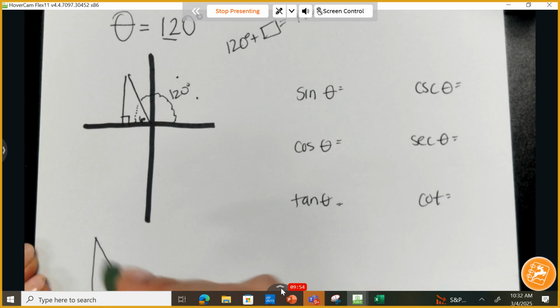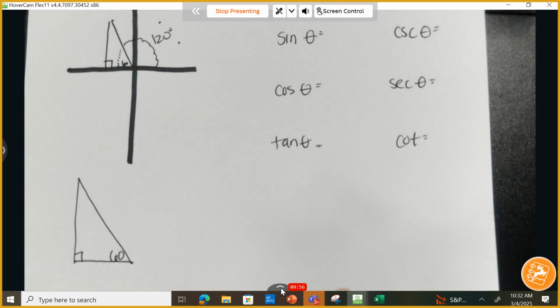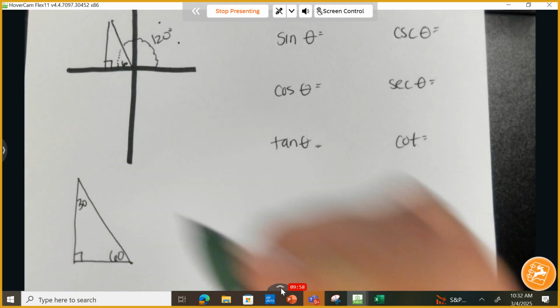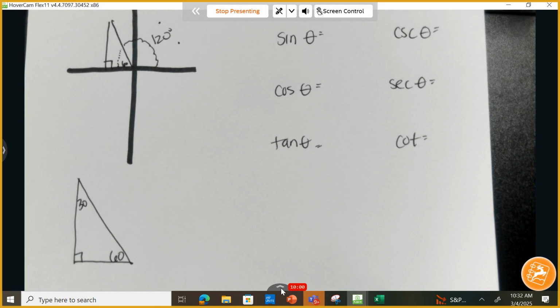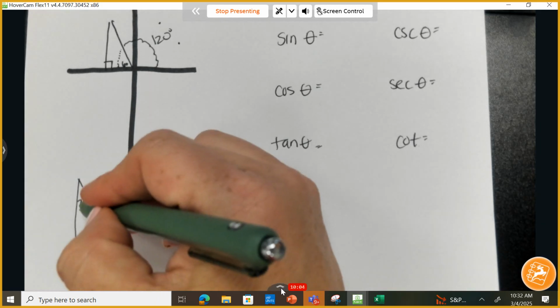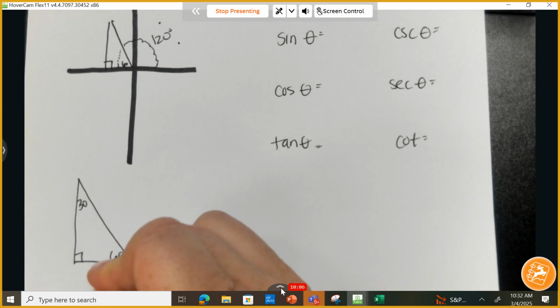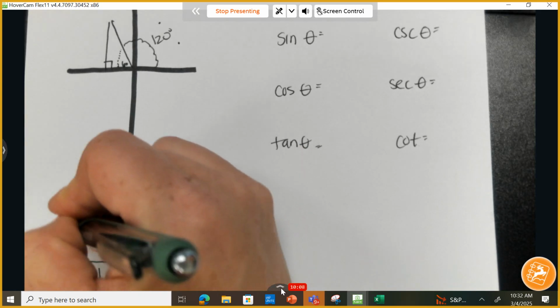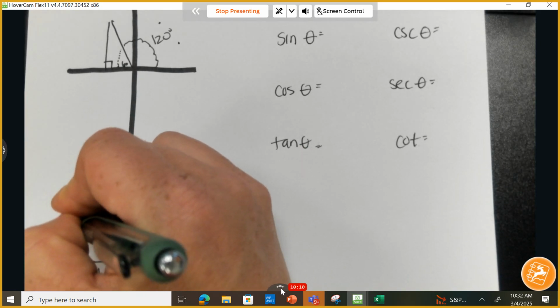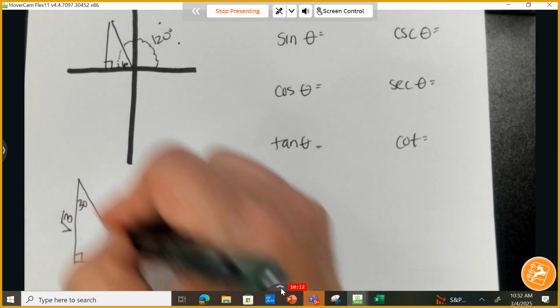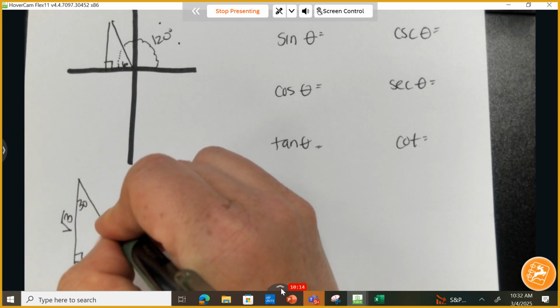This is 60. What will the other one be, kiddos? 30. Okay? Wrong answers are okay. This will be on the board, but you have to know how to apply it. What's always opposite of 30 degrees? 1. What's always opposite of 60 degrees? And the diagonal or opposite of 90 degrees is 2.